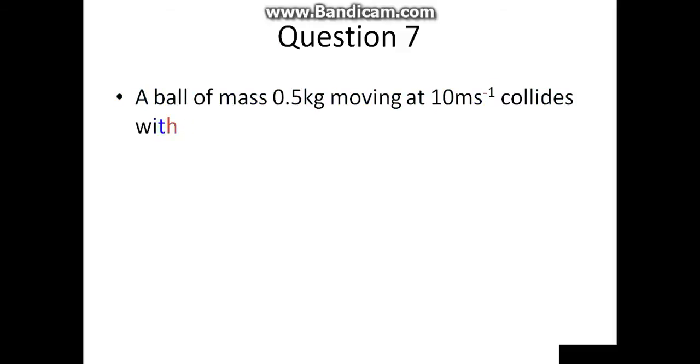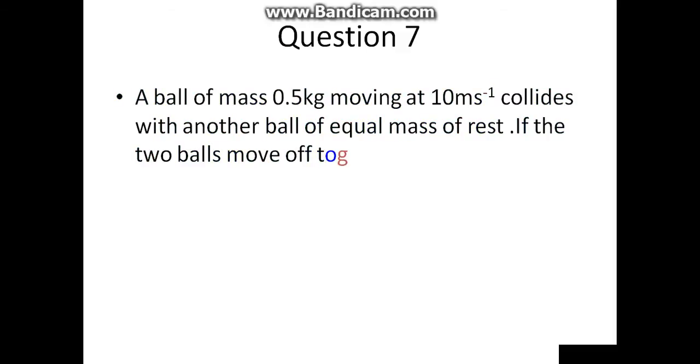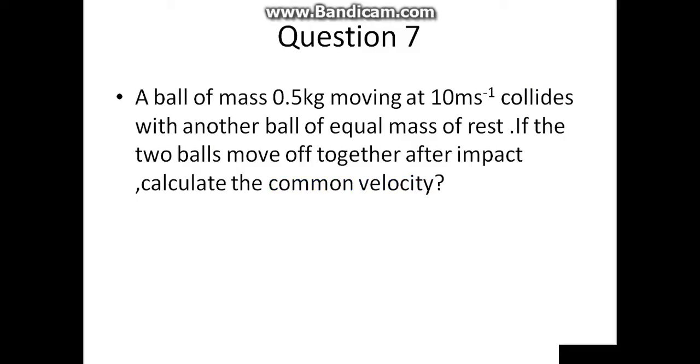Question 7. A ball of mass 0.5 kilogram moving at 10 meters per second collides with another ball of equal mass at rest. If the two balls move off together after impact, calculate the common velocity.